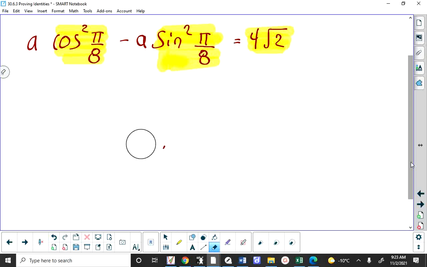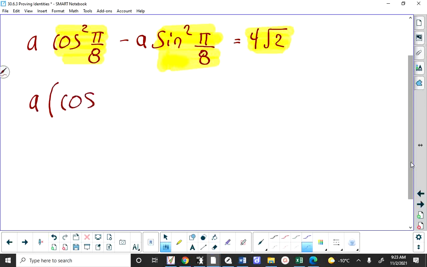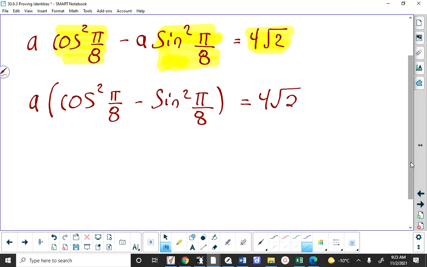We can factor out the A and have cos squared of pi over 8 minus sine squared of pi over 8. And now I'm going to go back to the idea of a numerical response question. You could actually calculate this. You could take cos of pi over 8, quantity squared, minus sine of pi over 8, quantity squared, and then take 4 root 2 divided by it. We can do that if you want, but this could be a written response question. So you would need to be able to show your work.